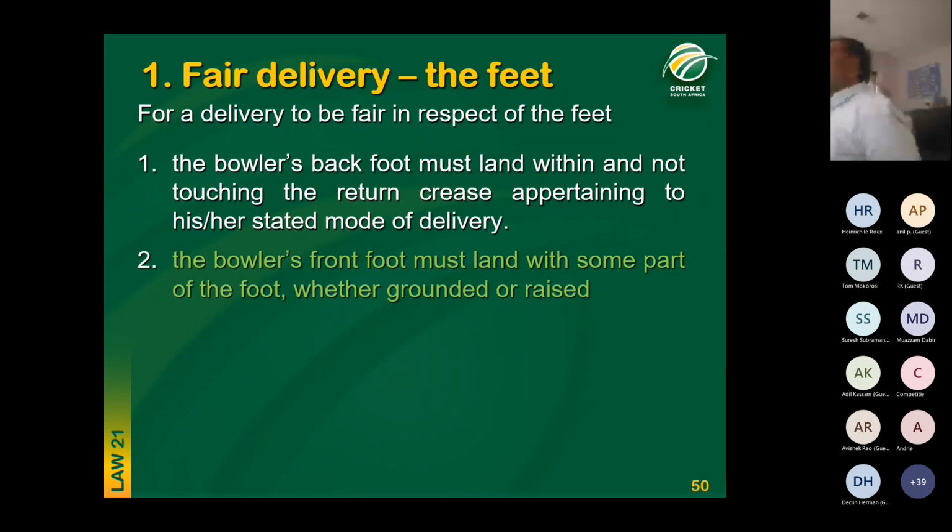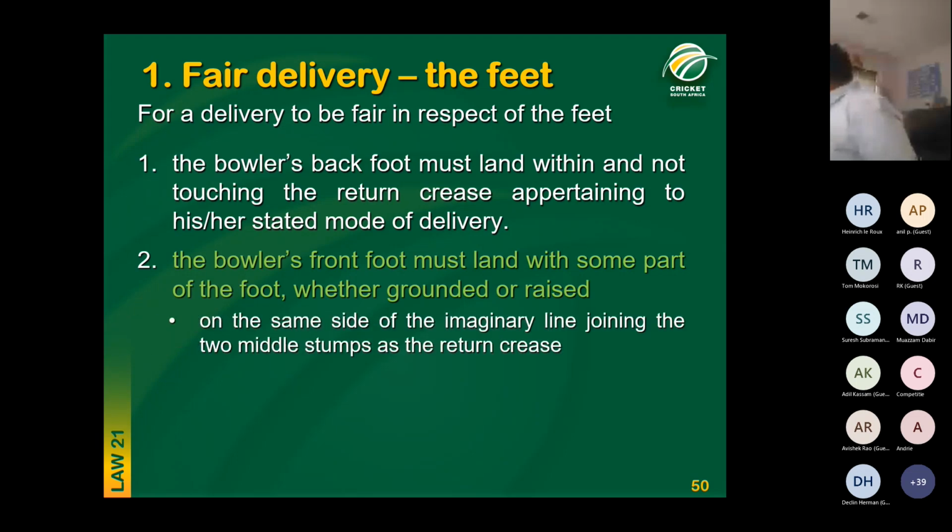And here the law tells us that the front foot must land with some part of the foot, whether grounded or raised, behind the popping crease. There are 2 bullet points here. The first bullet point speaks about the front foot landing with some part of the foot, whether grounded or raised, on the same side of the imaginary line joining the 2 middle stumps as the return crease. There's a picture later on that will illustrate bullet point number 1 clearly.